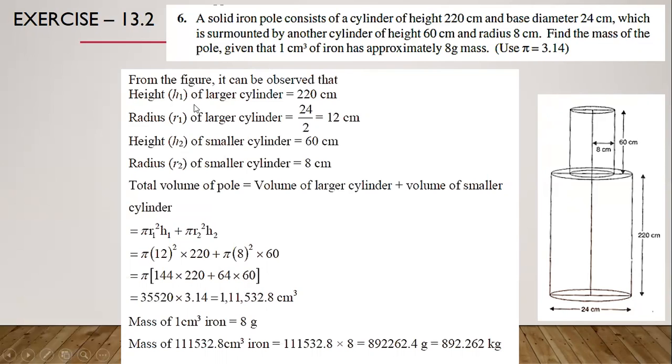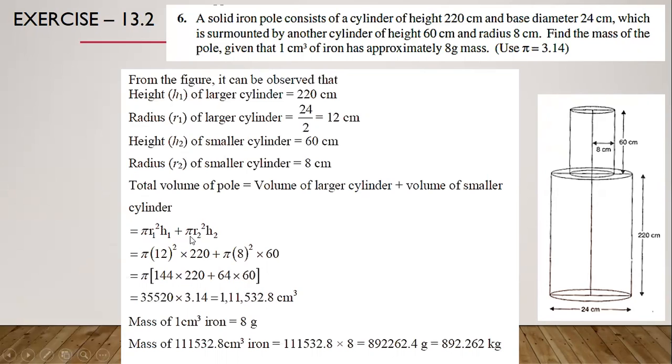So now height h1 of the largest cylinder, the bottom one, is 220 centimeter and radius, note that diameter is given to be 24. So radius is 24 by 2, 12 centimeter. Height h2 will be 60. Radius r2 is 8. Radius only is given for the smaller cylinder directly. Now volume of the pole will be volume of the larger cylinder plus volume of the smaller cylinder. So same formula, pi r1 square h1 plus pi r2 square h2.